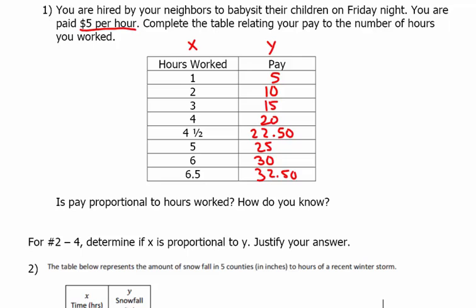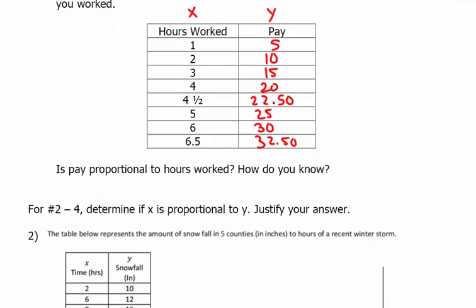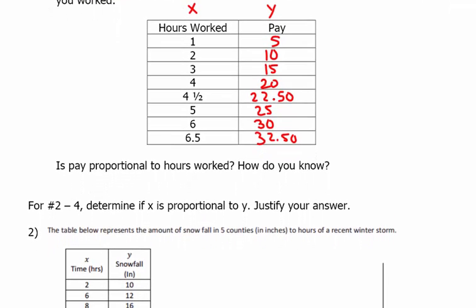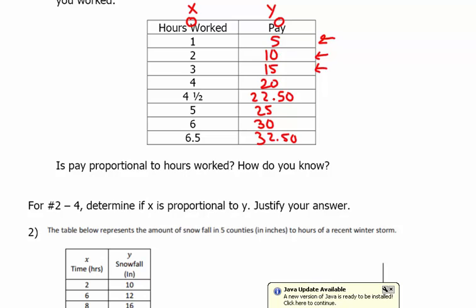Is pay proportional to hours worked? How do you know? There's a couple things you need to look for. Are the ratios equivalent? That's yes. So I have 5 to 1, 10 over 2, 15 over 3. They will all reduce to the unit rate of 5 over 1. And also, 0, 0 needs to be a part of this table also. So if I don't work any hours, I don't get paid any money, so that is true too.